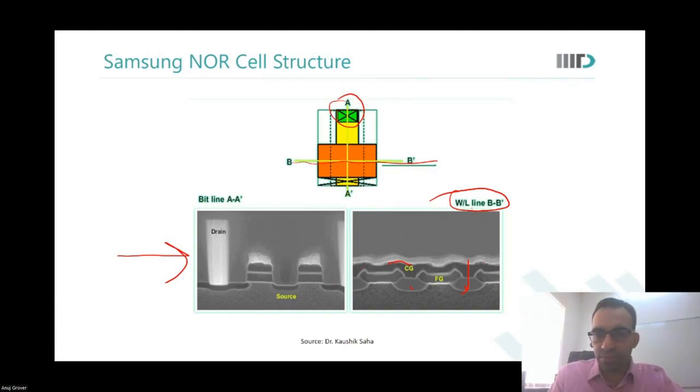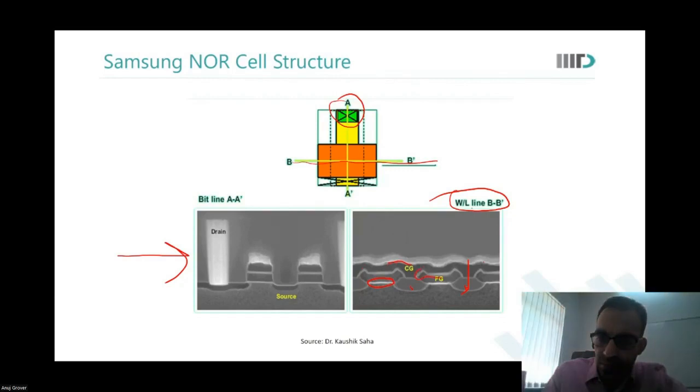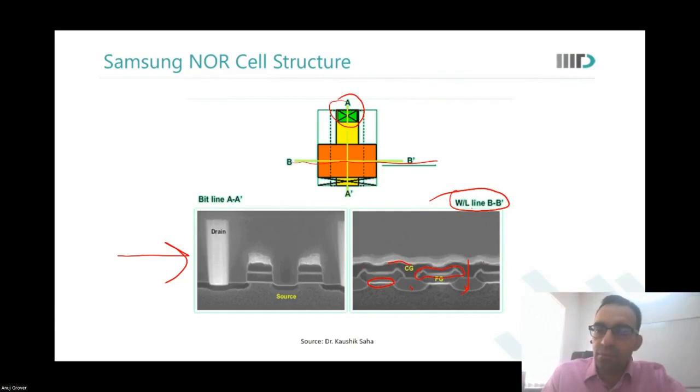So the thin white strip between CG and FG, is that the dielectric, very thin? I'm sorry? So the dielectric is very thin, like this one, and in between CG and FG also. Yes, this one also. Okay, got it. Any further questions? Is this clear?